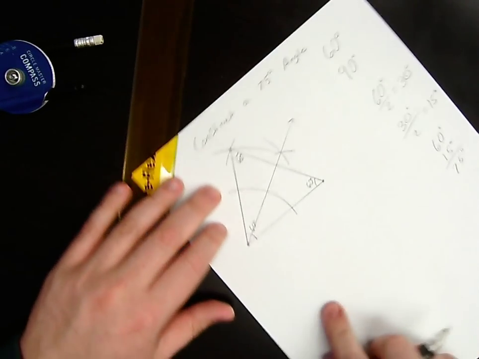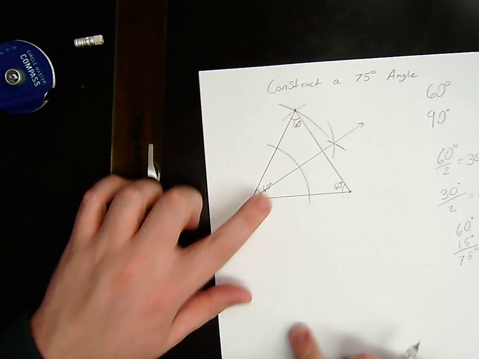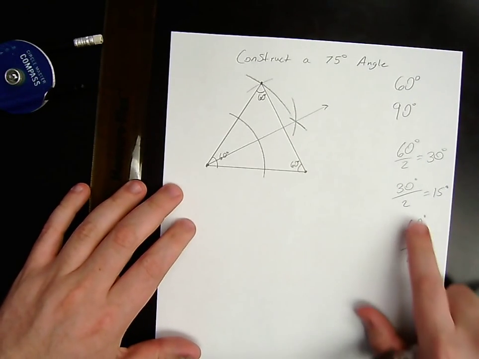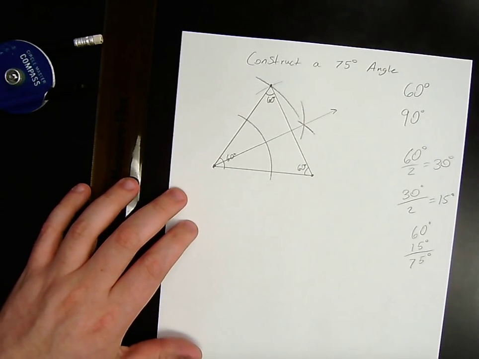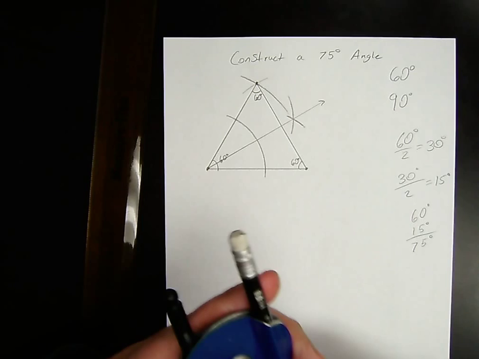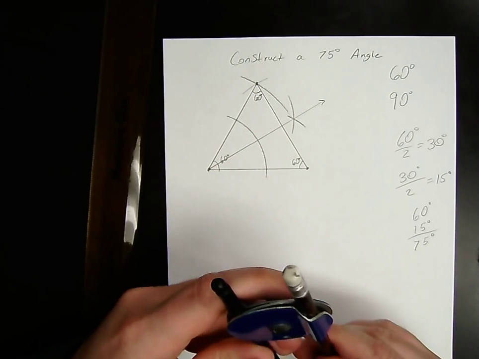And now I have two 30-degree angles down here, 30 on the top and 30 on the bottom. Well, I'm not looking for 30. I want to divide that in half again to get to the 15, because the 15 is what's going to lead me to the 75. So I'm actually going to repeat this construction on one of the smaller angles.